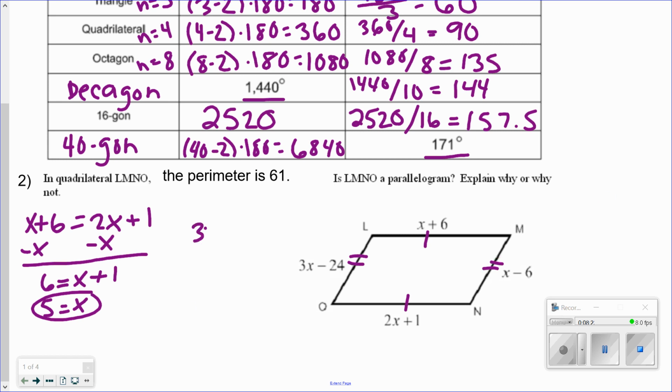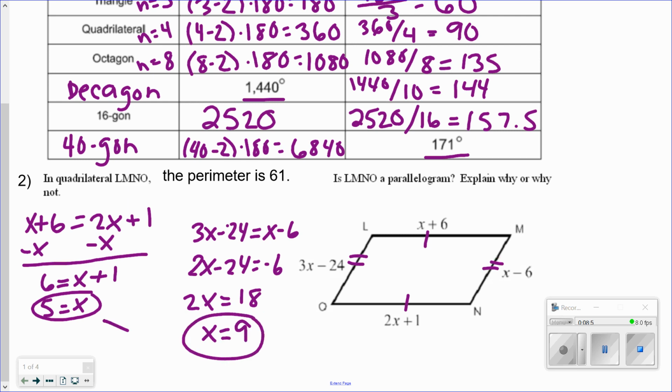So I have 3x minus 24 is equal to x minus 6. I'm going to subtract x from each side, and we get 2x minus 24 is equal to negative 6. Add 24 to each side, we get 2x is equal to 18. And divide that by 2, x is equal to 9. I have two x values that are not the same. So this is our hint that this is not going to be a parallelogram. If we have two different x values, that doesn't make sense when we're working with the same equation.